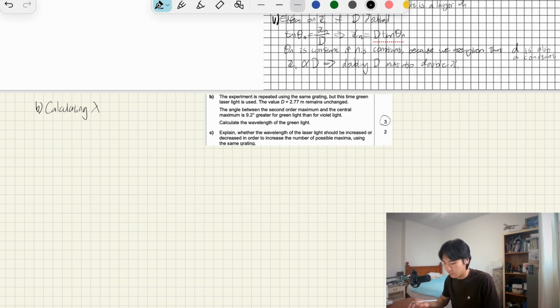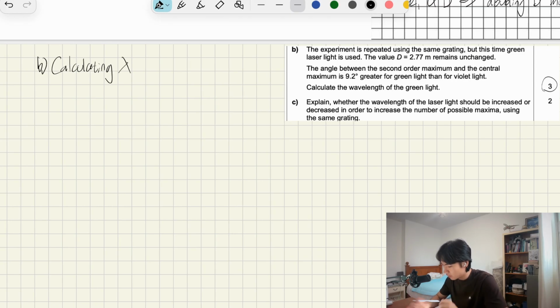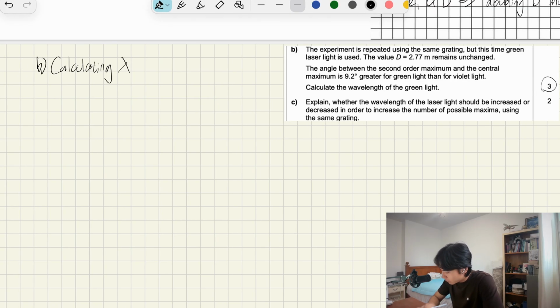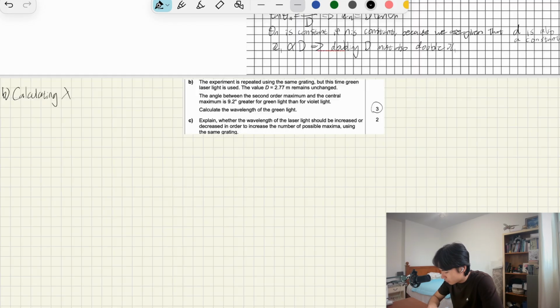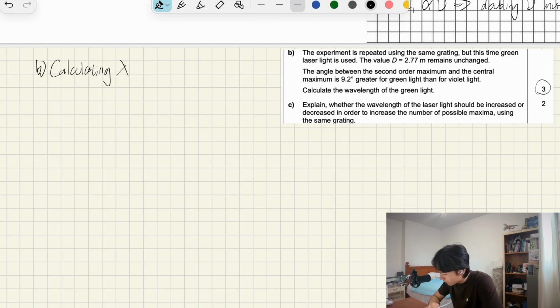And normally in the exam, your exam sheet is going to be on a separate piece of paper, so you're not going to have this problem of going back and forth through the pages. So what we first have to do is imagine the situation. You know that the second order maxima for the violet laser is a small 9.2 degrees smaller than the green light, right?